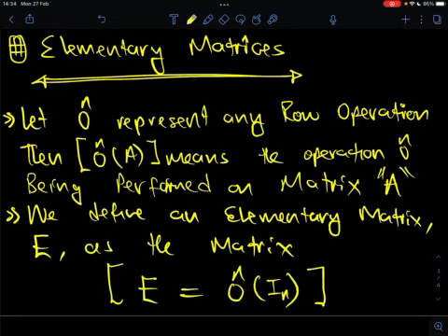Every time you perform a single row operation on an identity matrix, the new matrix that you obtain is called an elementary matrix. That's what this last line is trying to say. It gives us a mathematical definition of an elementary matrix: a matrix obtained by performing a row operation on the identity matrix. So every time you take an identity matrix and perform a row operation, you obtain what is called an elementary matrix.